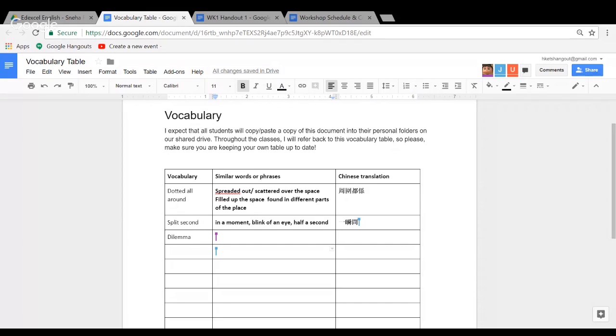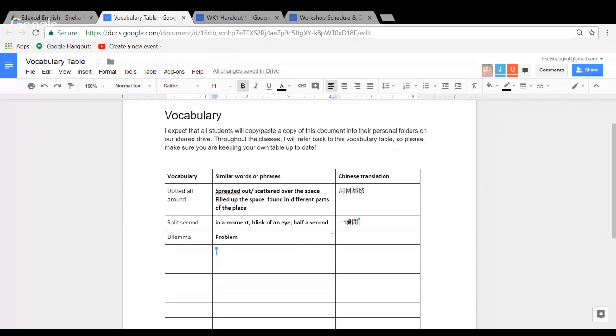Okay. Dilemma. I love that word, dilemma. What does dilemma mean? Problem. Oh, yeah, a problem. What's a dilemma in Chinese? 困难. How do you say problem in Chinese? 问题. What's the difference between those two? Similar. Exactly, similar, but not the same. Just like dilemma and problem. I'm going to put down problem here.